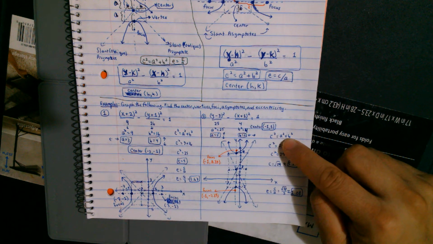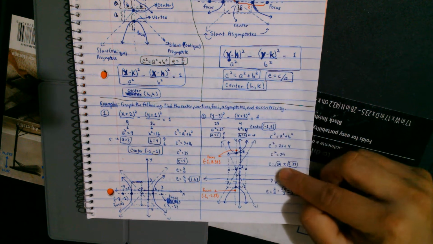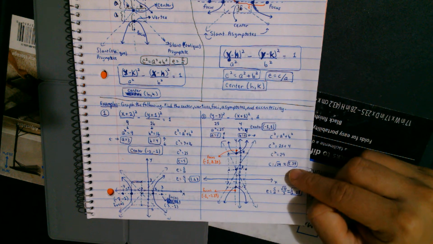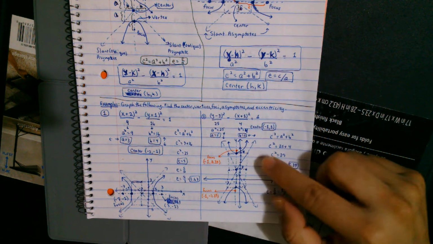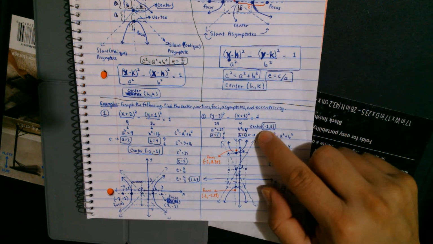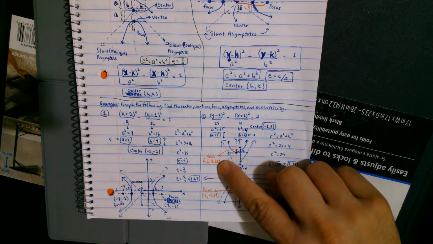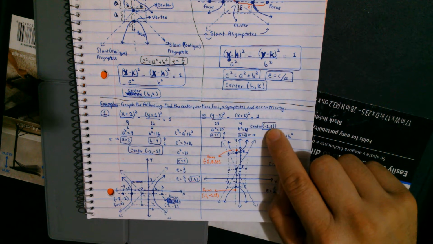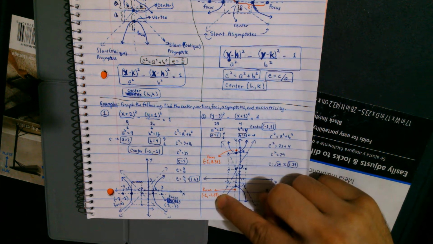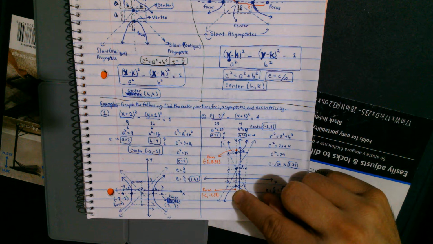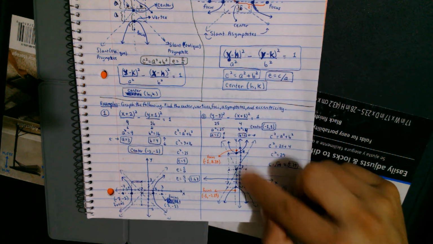My c squared is going to be a squared plus b squared, so 25 plus 4 is 29. Square root of 29 is roughly about 5.39. So from the point negative 1, 3, I'm going to go up 5.39, which is going to put me at 8.39. I'm going to go down 5.39, so I'm going to subtract, and I'm going to get negative 2.39. So those are what I call my foci.